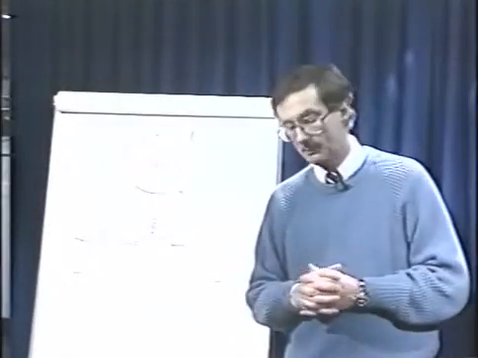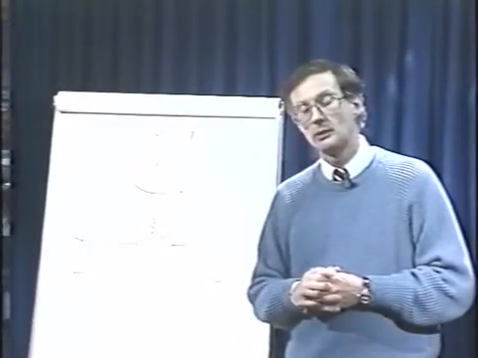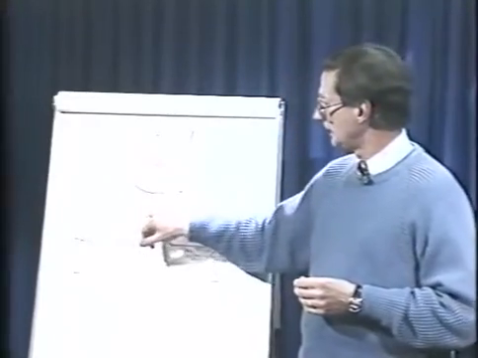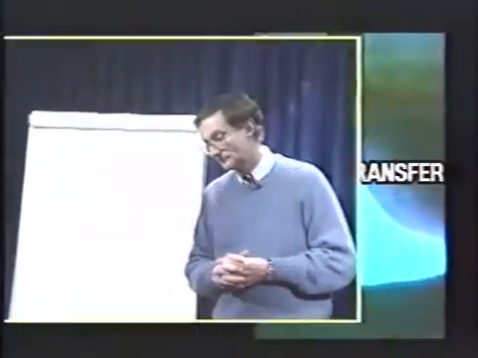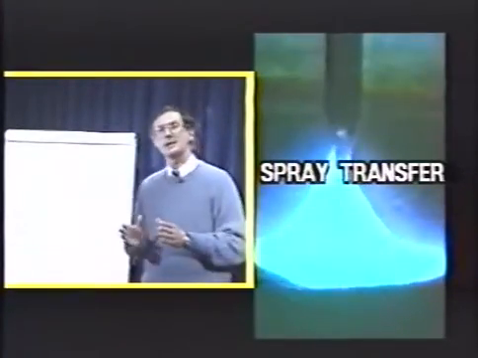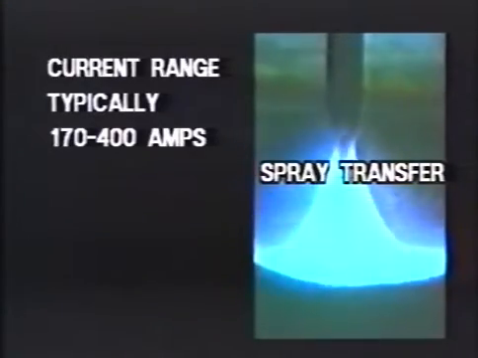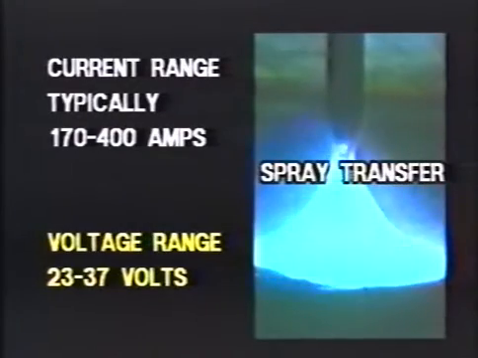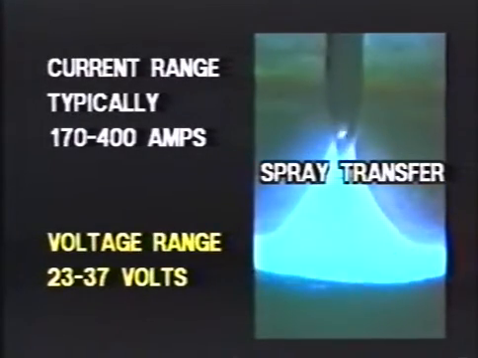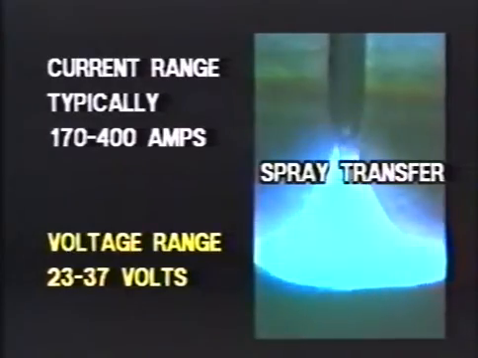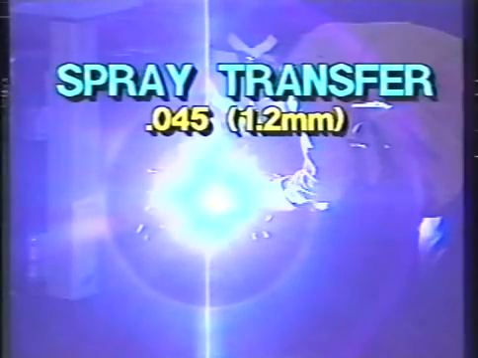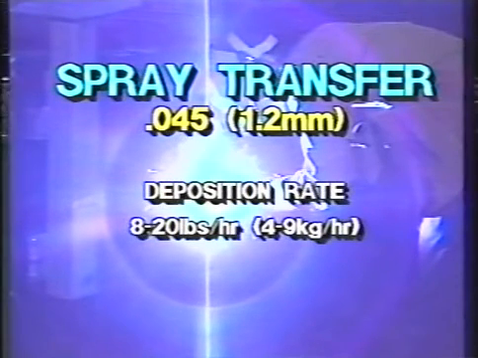As we increase the current above the short circuit range, we go into an open arc process, which we call spray transfer. Spray transfer utilizes higher currents and higher voltages than short circuit welding. The current range is traditionally 170 to about 400 amps. The voltage range is 23 to about 37 volts. With spray transfer, we can achieve higher deposition rates. Deposition rates of approximately 19 to 20 pounds an hour can be achieved with an 045 wire.